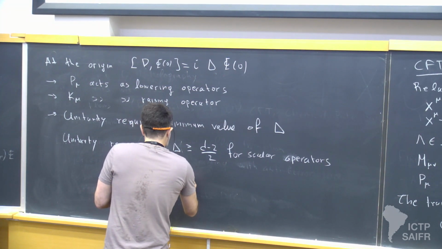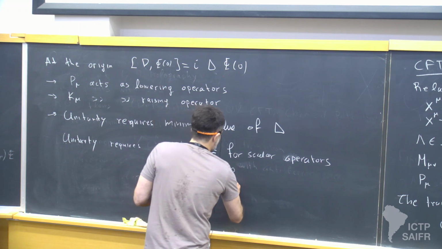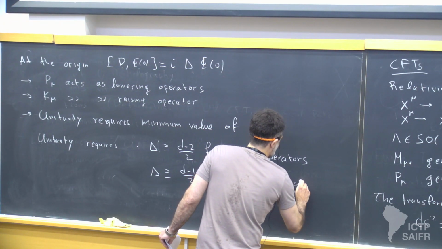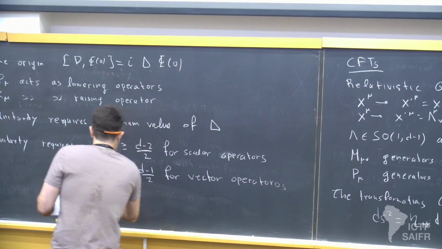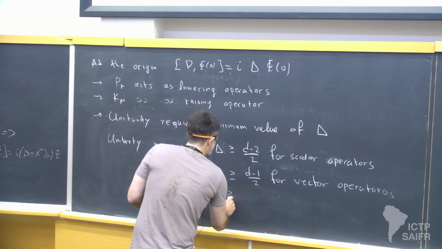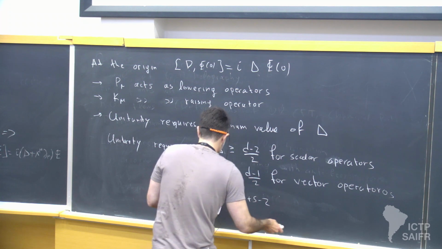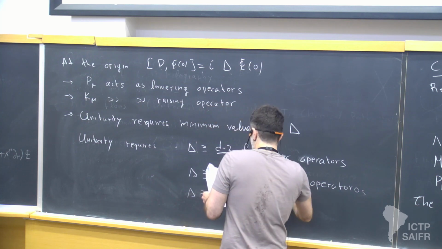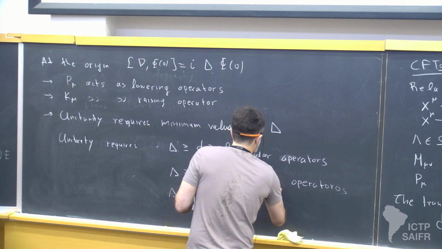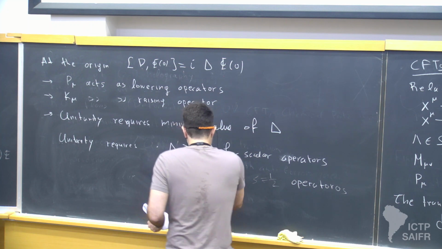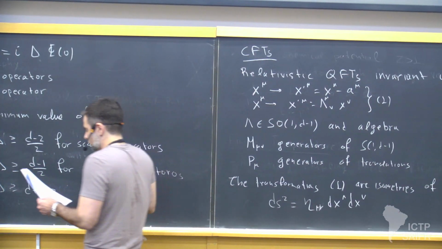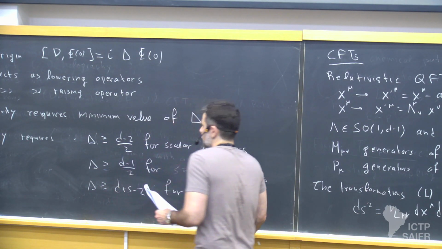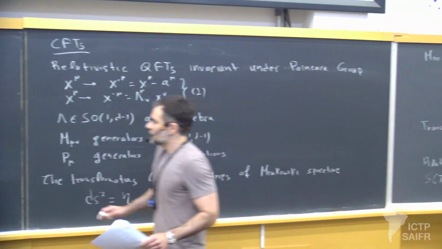Delta will be greater or equal to d minus 1 over 2 for vector operators. Sorry, this was not vector, this was 1/2, for spin 1/2 operators. For spin S operators, you should have delta greater or equal than d plus S minus 2, for spin greater or equal to 1. Okay? Yes?